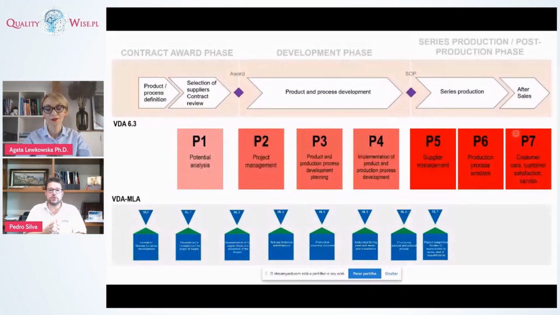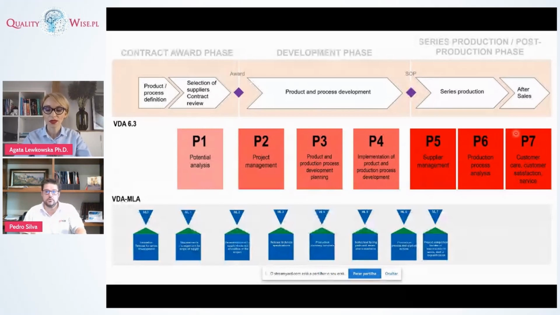So it's very important for people to tell apart what is a system audit and a process audit, and then a product audit, of course, but also to see VDA 6.3 as an audit and not only as a checklist, which it is not. It is a process audit based on the process approach from the automotive industry.